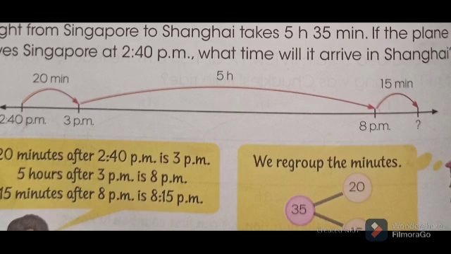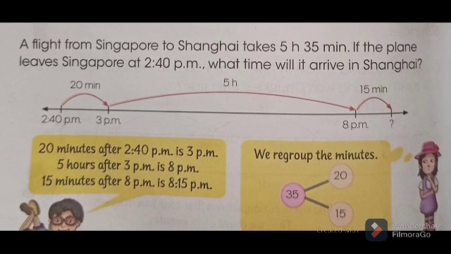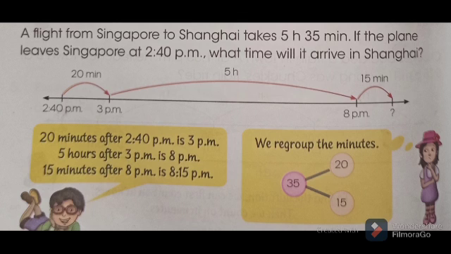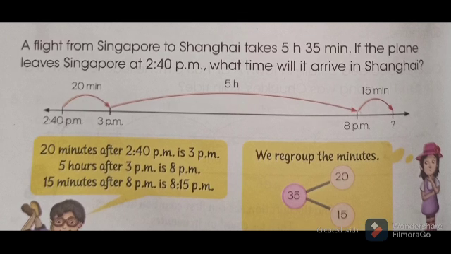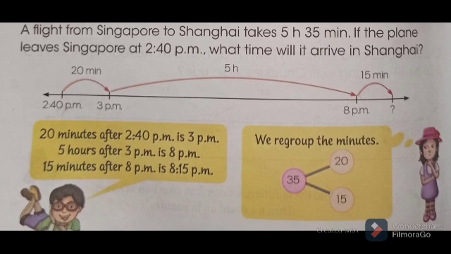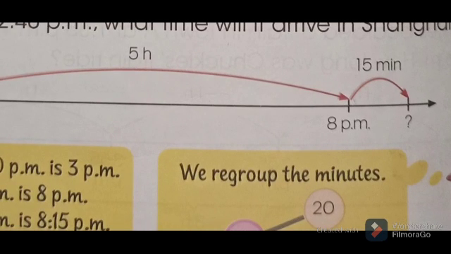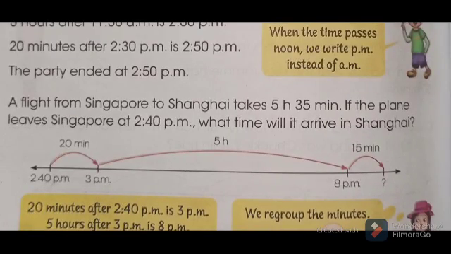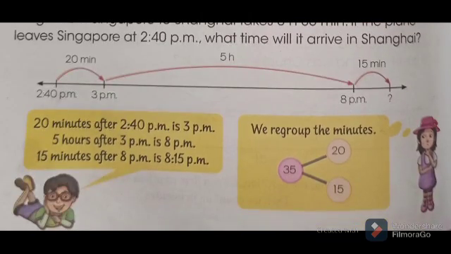Now we will count on in hours, 3 p.m. to 8 p.m. If we count 4, 5, 6, 7, 8, there are 5 hours. And again, if 5 hours and 35 minutes of flight, then we have counted 5 hours and 20 minutes. How many minutes are remaining? 15 minutes. After 8 p.m., if we count on 15 minutes, then we will get 8:15. So we can say the flight arrived at 8:15 p.m.